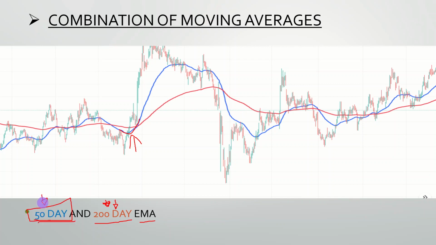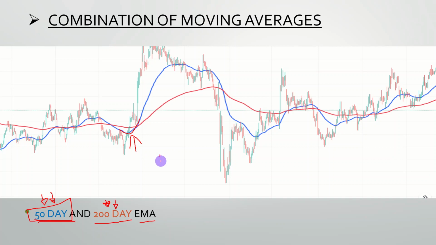This is a small period moving average, or it can be called a fast moving average, because the 50-day moving average reacts very quickly to the prices. So the red one is the slow EMA and the blue one is the fast EMA. What you can do is use the crossover to buy and sell by using these moving averages.